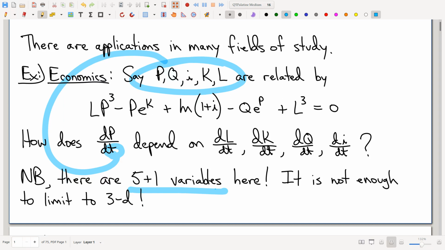It is not at all weird to have various economic variables: price, quantity, interest, capital, labor. These are run-of-the-mill, everyday economic quantities that might very well be related in certain situations in certain ways. Right? So doing math in more than 3 dimensions is utterly routine. And so don't fall for this line that anything above 3 variables is abstruse. It's really not.